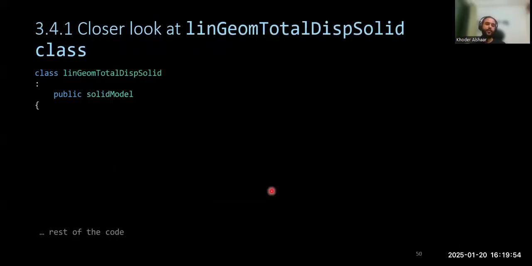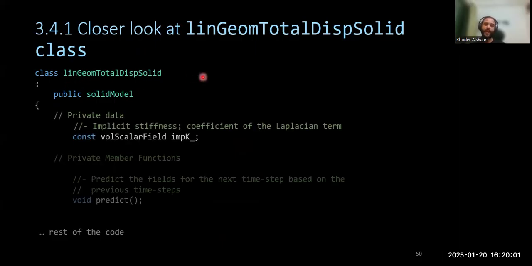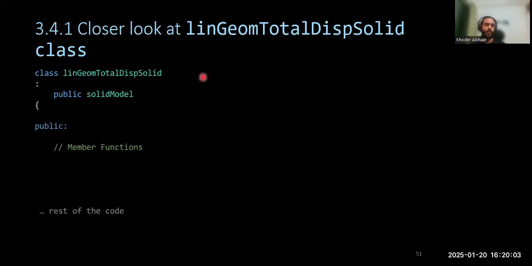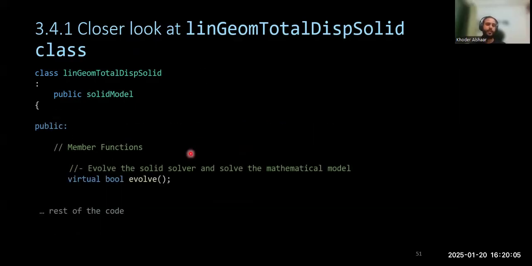One of the derived classes from solid model is the linear geometric total displacement solid class. It will have its own private data, private functions, and of course, the evolve function, which will implement the mathematical model. Similarly, we will follow these guidelines to create our own solid model later on.